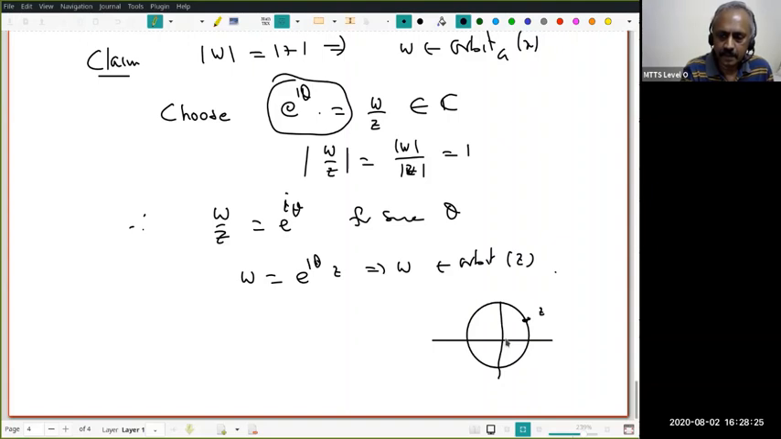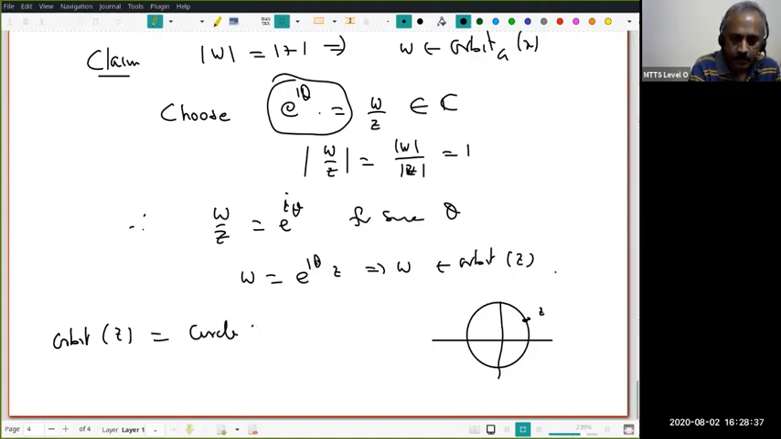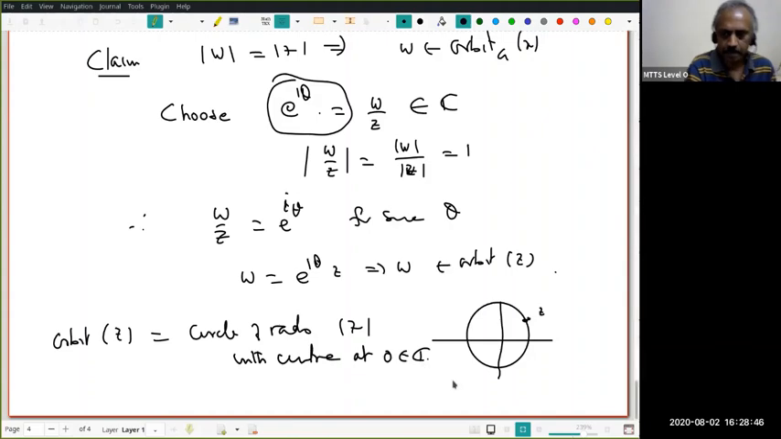Okay. So orbit is nothing other than a circle of radius mod Z with the center at the origin. Therefore, the orbit of Z is a circle of radius mod Z with center at 0, the complex number 0. Do you understand this orbit?